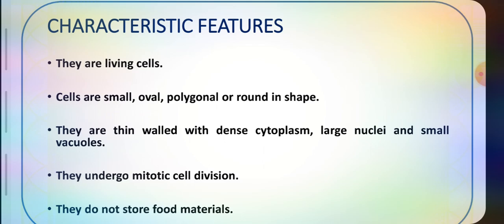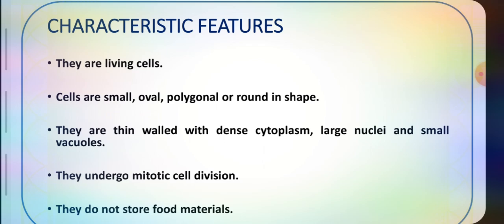So when we say that the cell is living, the cell has the protoplasm, that is the nucleus and the cytoplasm. And these meristematic cells are very small. Some are oval in shape, some are round or spherical, and some are polygonal in shape. Six-sided cells, hexagonal, many-sided. Cells having many sides we call polygonal.